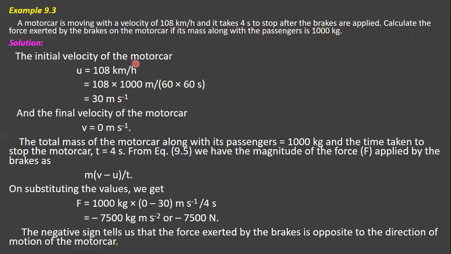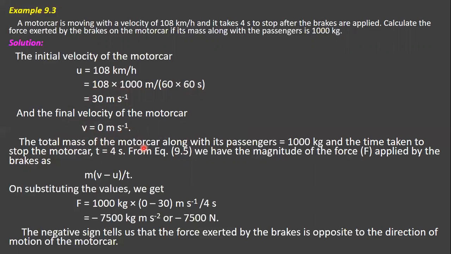Here the initial velocity of the motor car is u equals 108 km per hour. Convert this into meter per second, children, that is 108 into 1000 meter divided by 60 into 60 seconds. By calculating you will get u equals 30 meter per second. And the final velocity of the motor car, that is v, equals 0 meter per second. See, children, the final velocity of the motor car is 0 meter per second.